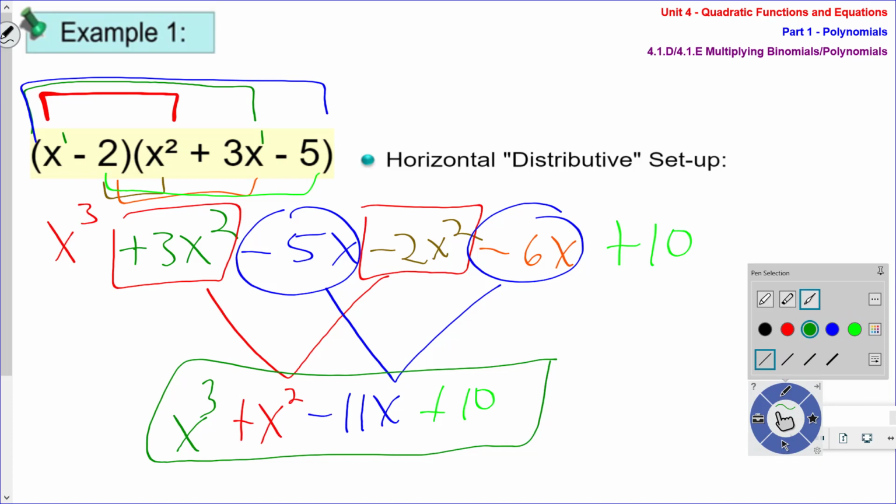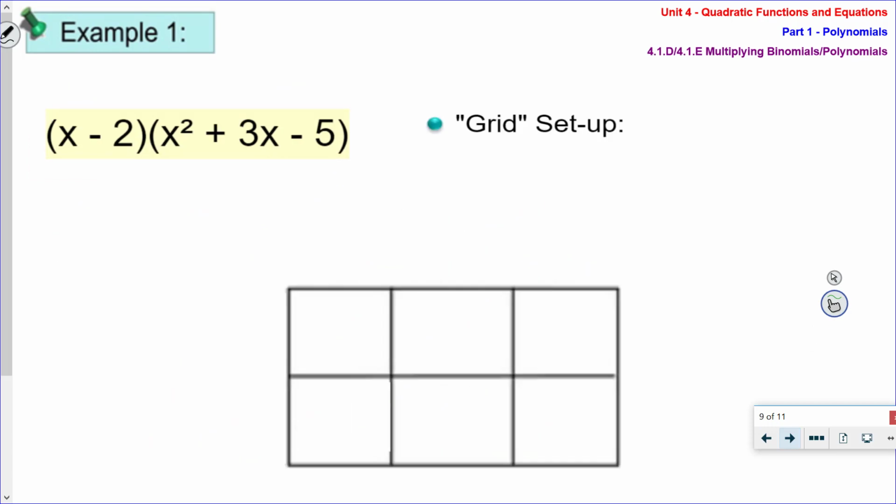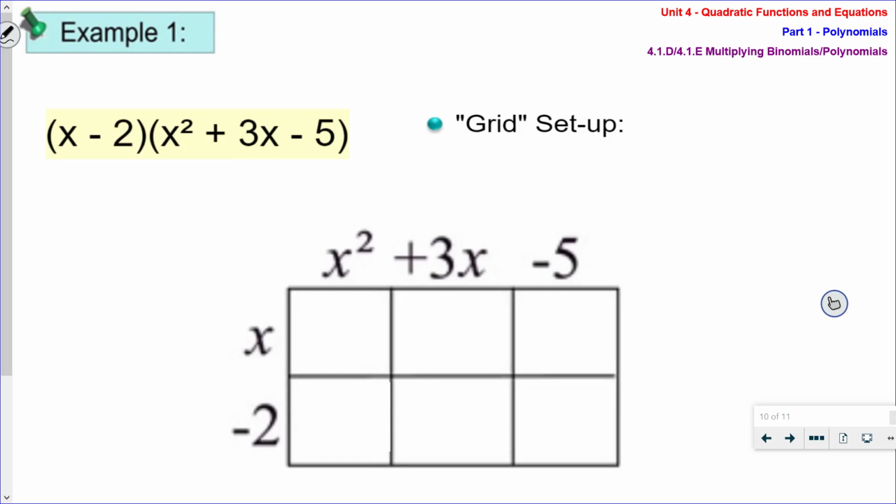Are there any questions about this example here? All right, last but not least, let's just take a look at what the grid method would look like. So in this case, instead of the grid being 2 by 2, this grid is 2 by 3, and it makes sense why, yes? All right, so along the top, we'll place the trinomial, and along the side, we'll place the binomial, and then we'll just multiply accordingly.